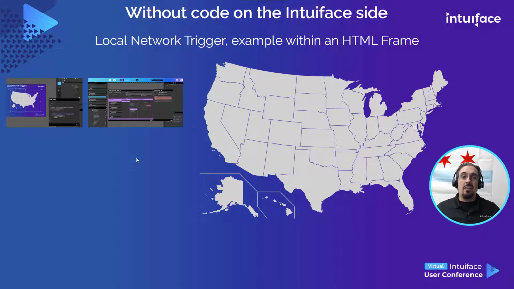You know that in Intuiface, all our buttons have a square shape. So if you want to have these weird SVG-built buttons, you need to use the HTML frame. So how can you make this frame communicate to the experience? Well, using the local network trigger, you can.